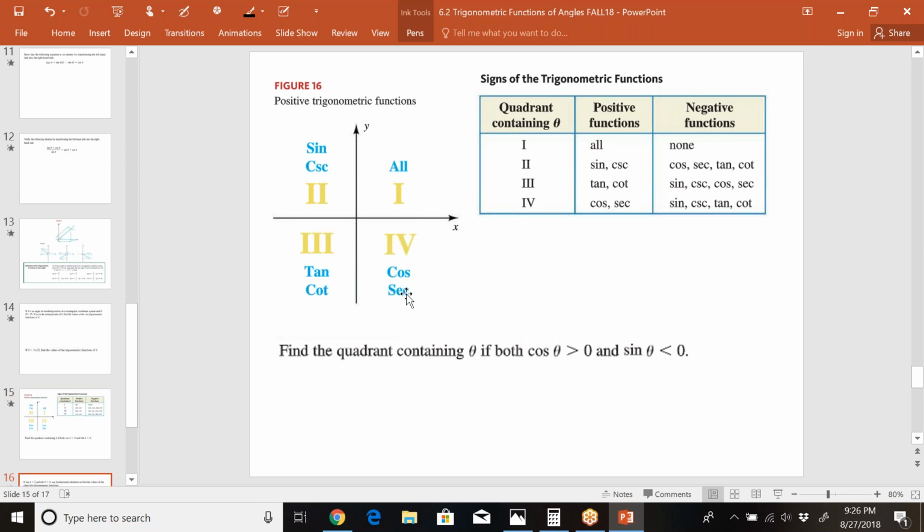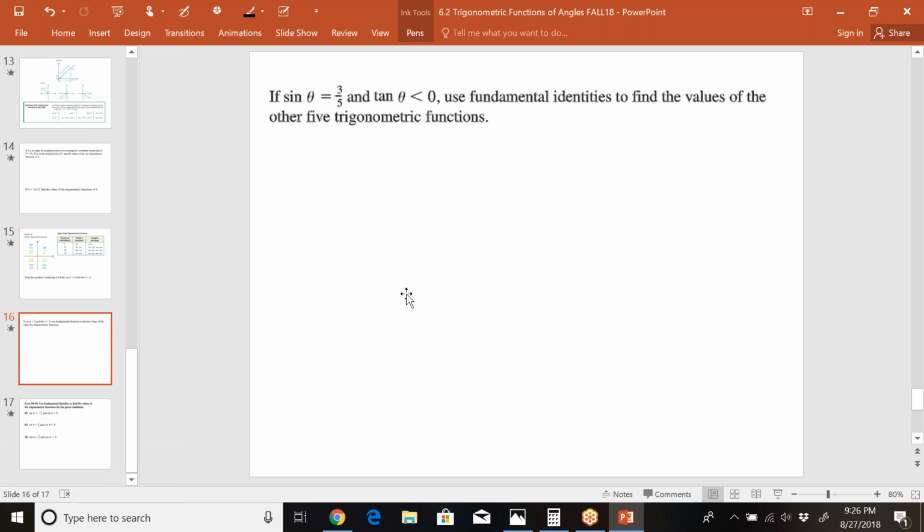Now, we did this one together in class, so that leaves us with the last 2 slides to go through. So I'm going to take you through this. This is where they give you 2 pieces of information. One of them is an actual ratio. The other one is something about a trig ratio, like is it positive or is it negative? So let's talk about this for a second.